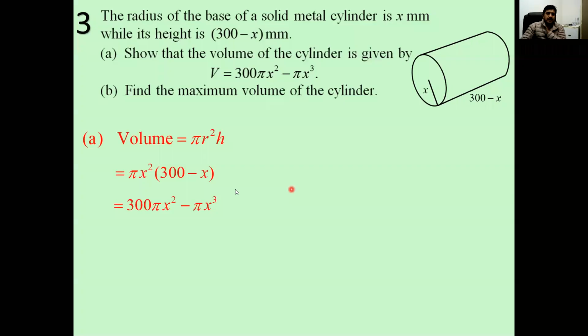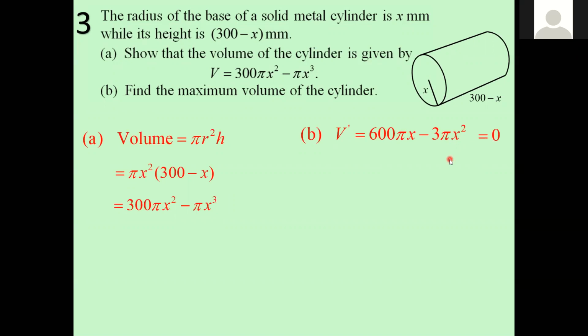So if we find the derivative, it's 300 times 2, which is 600 pi x. The power drops by 1, so 3 pi x squared. So we got our derivative. Next, we equate to 0. Now remember, we can simplify this function by dividing by the constant. You'll notice 3 is common. Also pi is common. Remember pi?